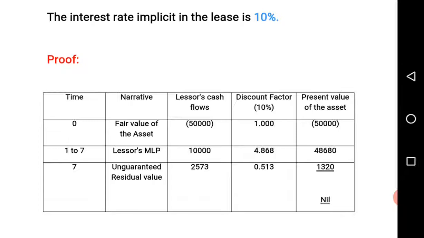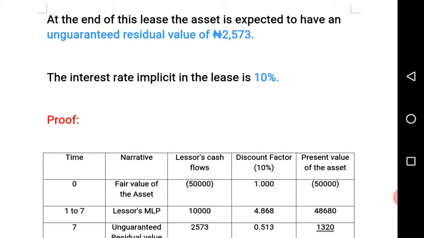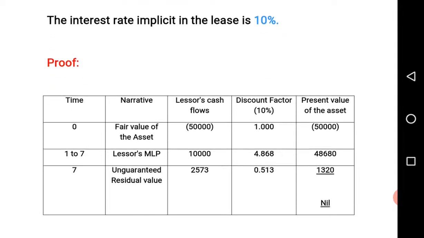Now, if we look at these three figures, we'll find out that the balance is actually nil. So from our question, we're supposed to prove that the interest rate implicit in the lease is 10%. We have a nil balance here, so it has broken even. The expense is equal to the income in the lease. The present values of the expense and the income are equal. So we have 10% as the correct interest rate implicit in the lease.